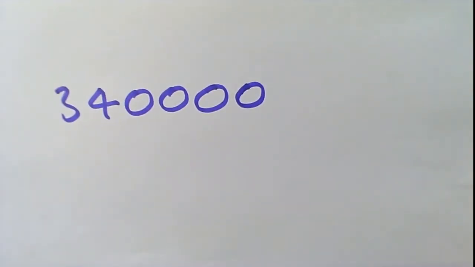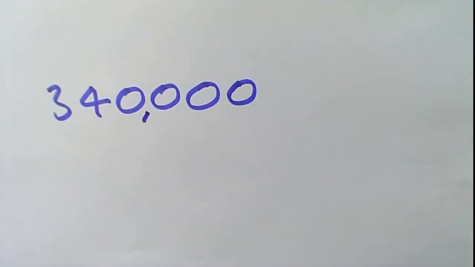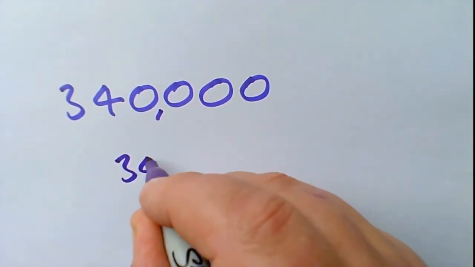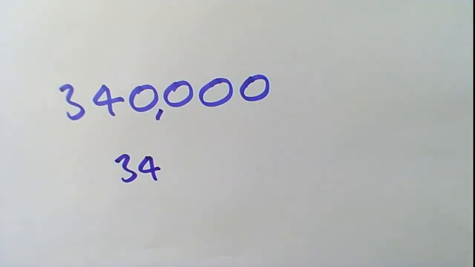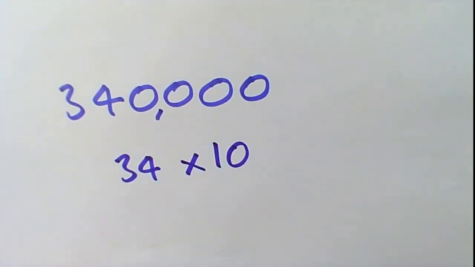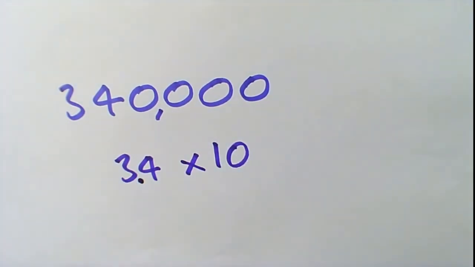We've got 340,000. Just pause the video, have a go yourself, and then we'll go through it. Okay, step 1, just write the digits, but don't do any more. If there's zeros, don't include any of the zeros. And then you're going to put a times 10. Step 2 is you've got to put a decimal point after the first digit, so it's always the same thing.